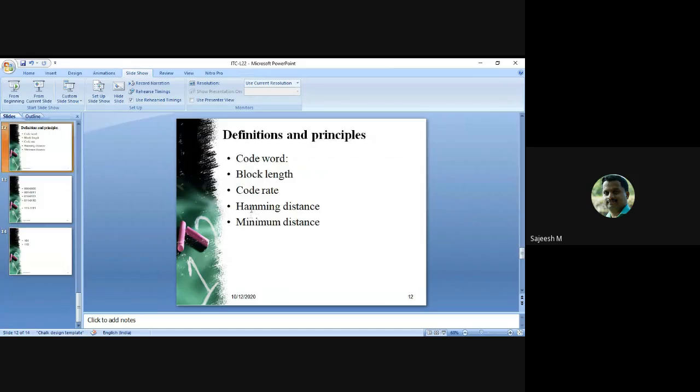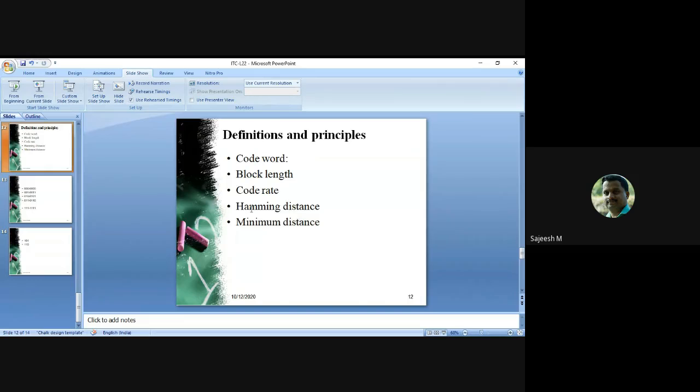If it is a (7,3) block code, corresponding to the 8 message combinations, there are 8 code words. If you take two code words, in how many bit positions do they differ? If they are different in all 7 bit positions, then we can say the Hamming distance between those two code words is 7. That is the meaning of Hamming distance.